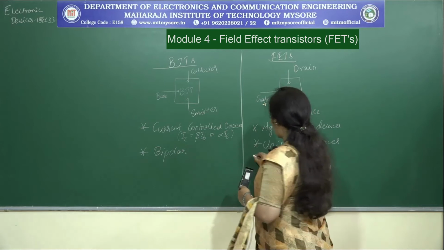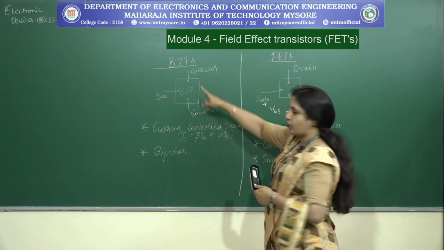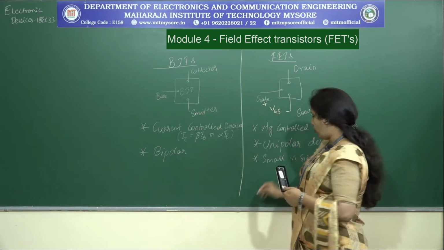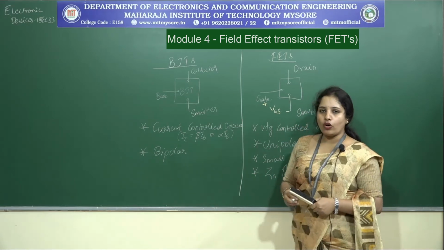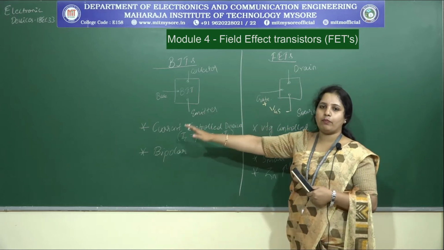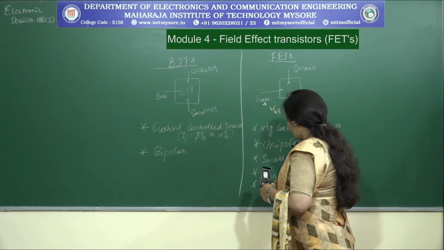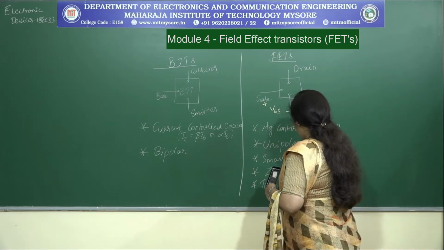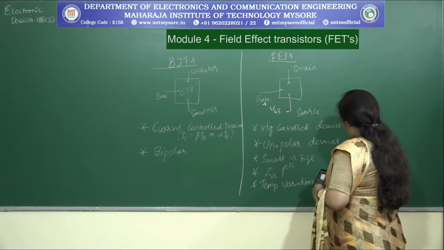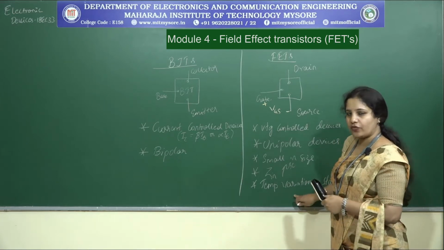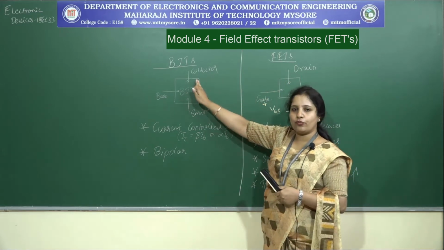Now when I consider the size, FETs are small in size when compared to BJTs. Done? Now what happens to the input impedance? The input impedance is more in the case of FETs when compared to BJTs. And then the next comparison is the temperature variations: the stability with respect to temperature variations is more in the case of FETs when compared to BJTs.